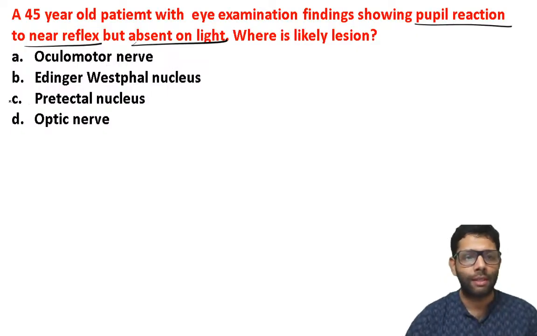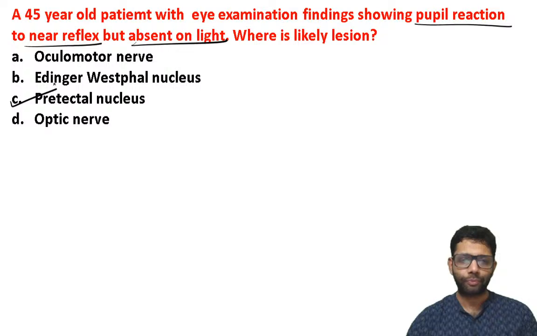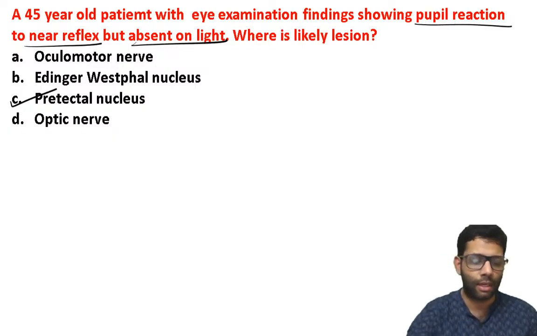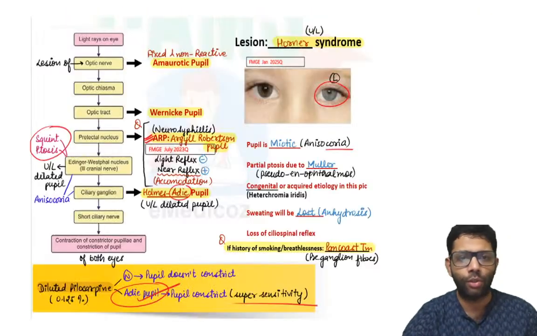So here the answer is pretectal nucleus. Third, oculomotor, that is Edinger-Westphal nucleus, will lead to dilated pupil. That's what I told you in the previous question. Optic nerve will lead to amaurotic, means no reaction at all. This is Argyll Robertson pupil. A sexually transmitted disease, neurosyphilis is the most common cause. Light reflex absent, near reflex present, that is Argyll Robertson pupil. Roshan, very good. Neurosyphilis is the answer.